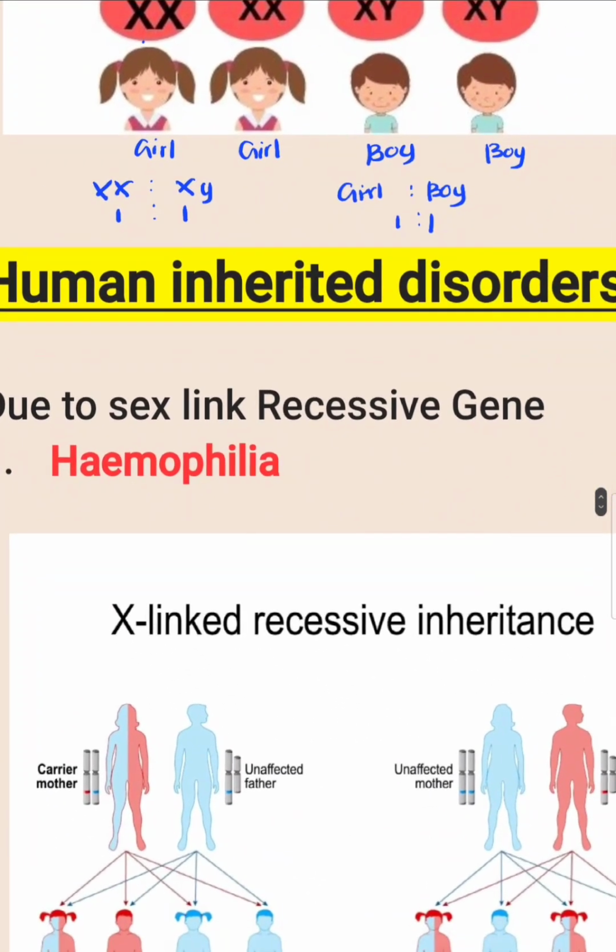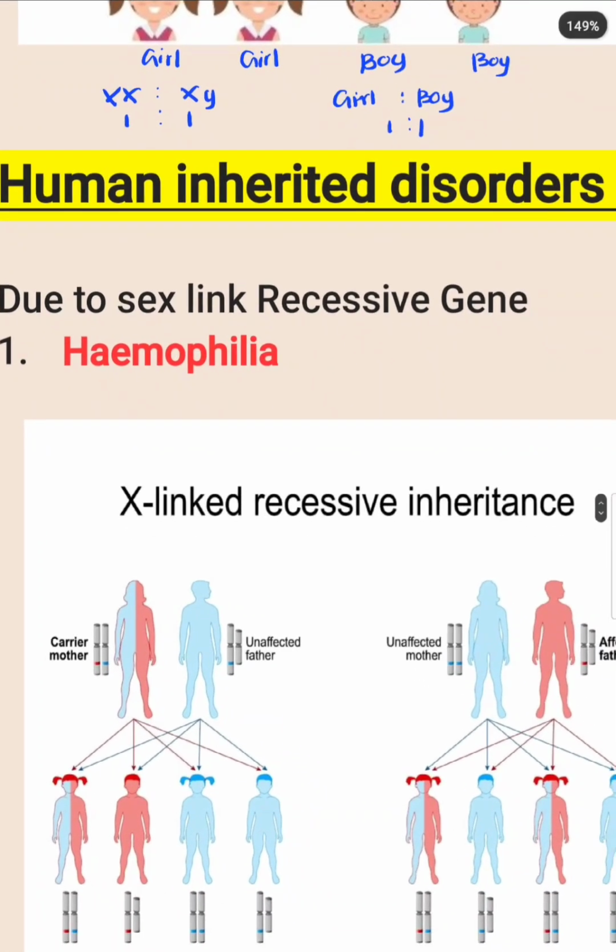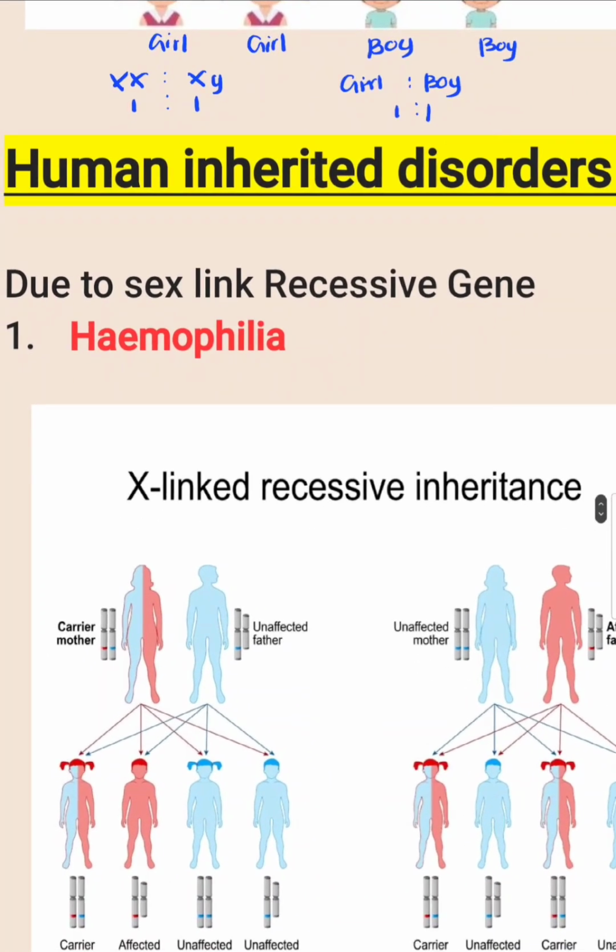Then let's see how to inherit human genetic disorders. Under this, we are going to discuss two types of genetic disorders. One is the disorders due to sex-linked recessive genes. That means they occur because of having the simple, lowercase letter.